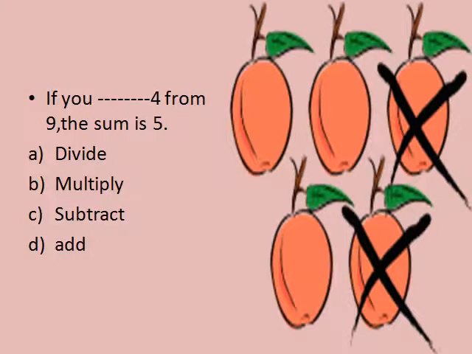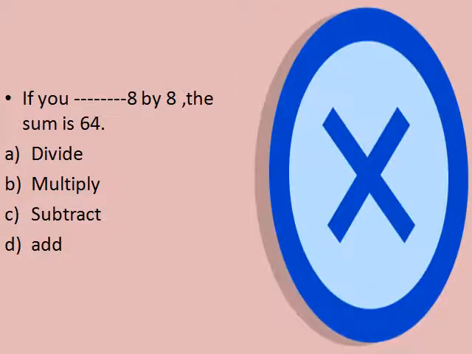Multiply. If you subtract 4 from 9, the sum is 5. Divide, multiply, subtract, add. Subtract. If you multiply 8 by 8, the sum is 64. Divide, multiply, subtract, add.